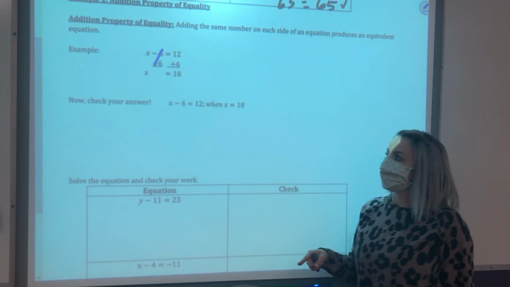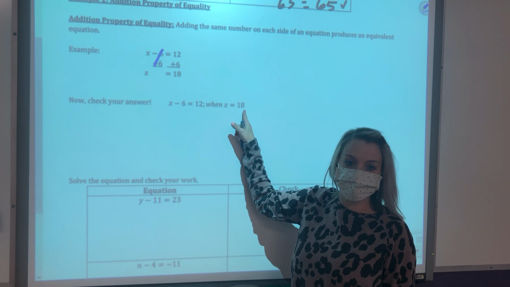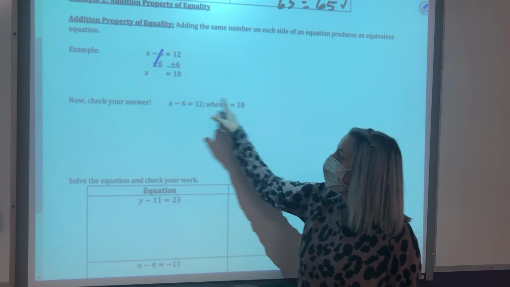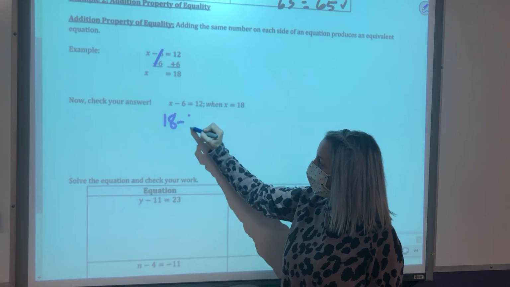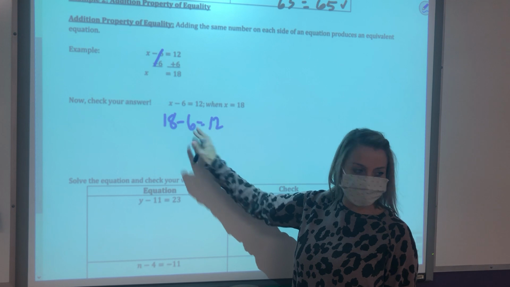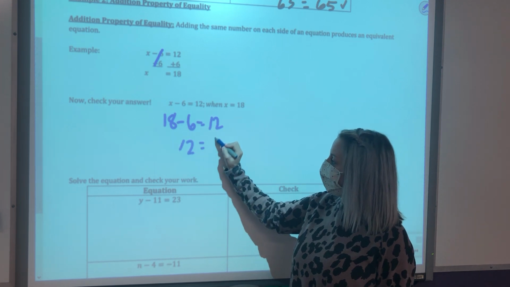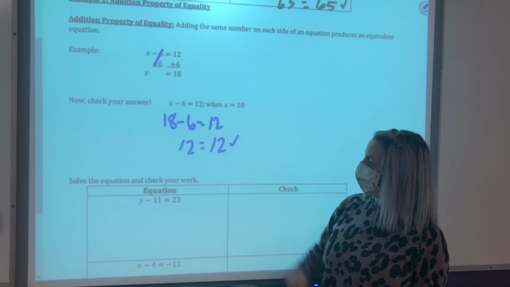So again, when we check our answer, we rewrite our original, and then we plug in x equals 18. So whenever I see an x, I'm going to plug in 18. 18 minus 6. Does 12 equal 12? Absolutely.